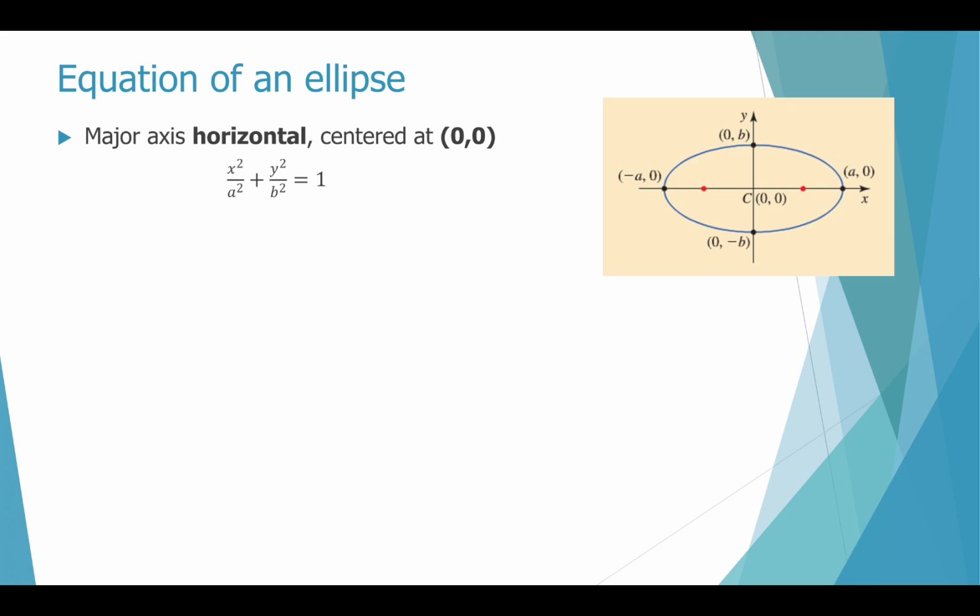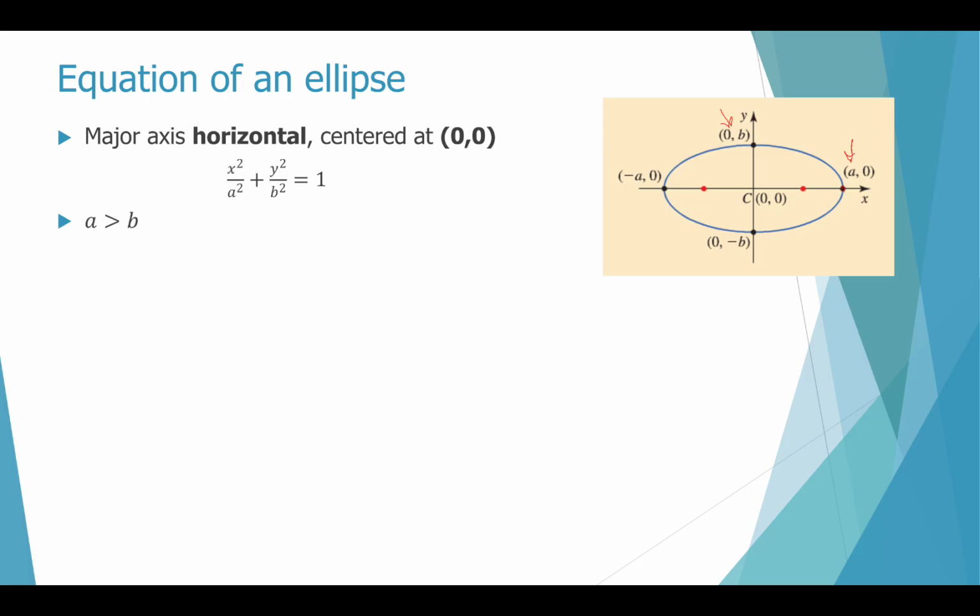The major horizontal axis, centered at the origin, could use this formula: x squared over a squared plus y squared over b squared is equal to 1, where a is our x vertex here, and b is our y vertex. And again, since we're squaring this, those don't really care which one. We just pick one because they'll be an equal distance. So that's always useful.